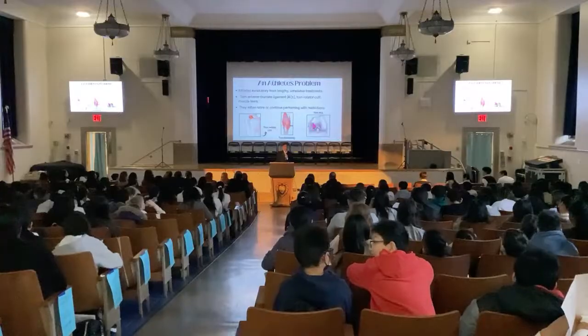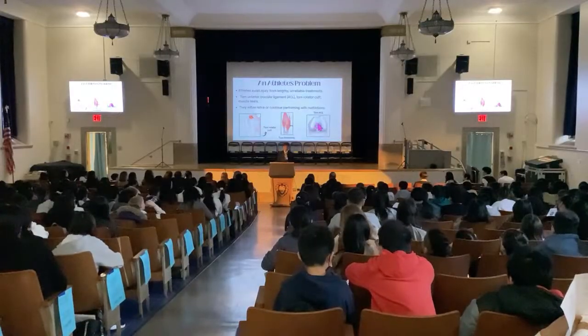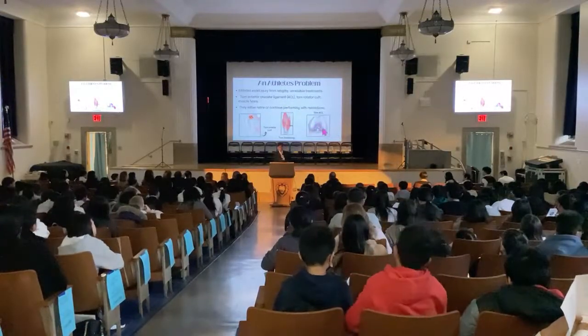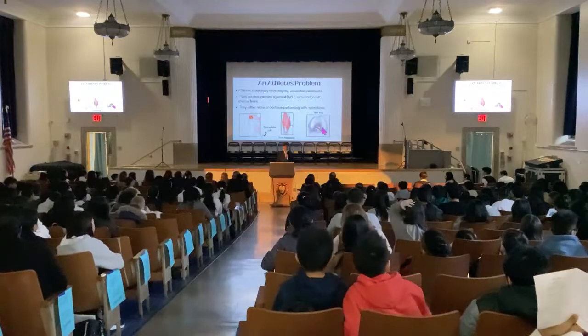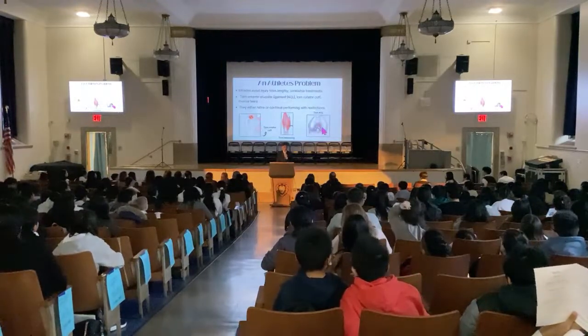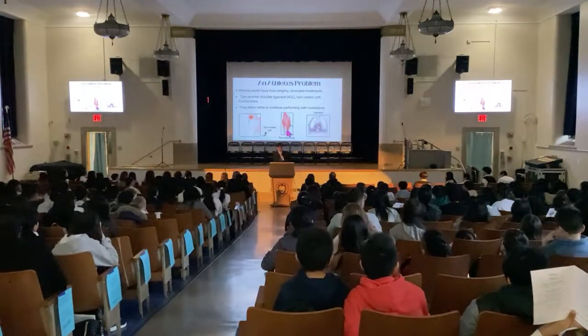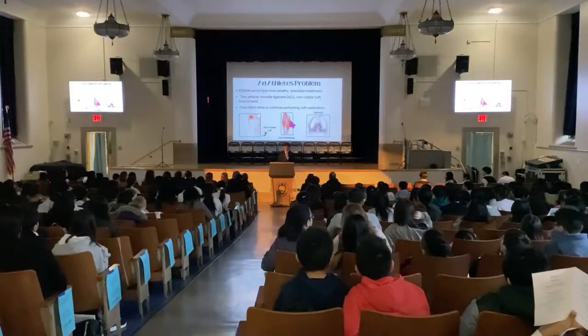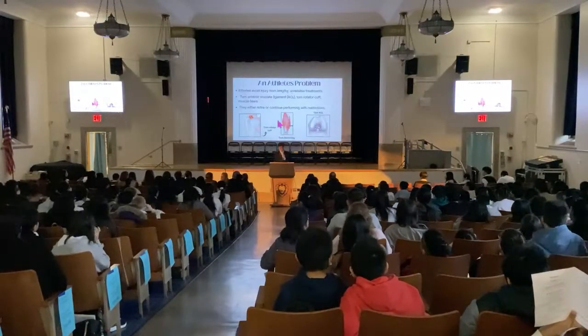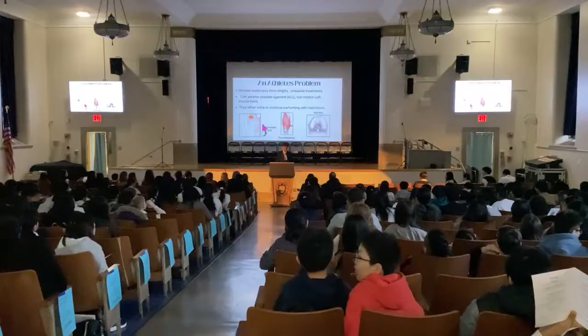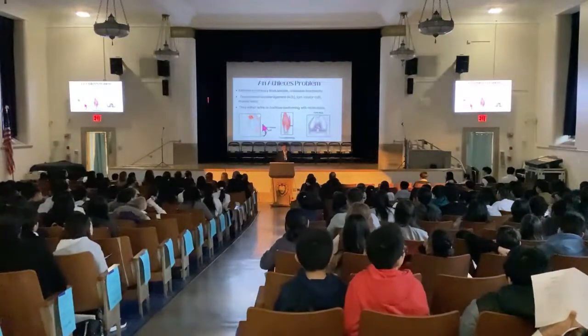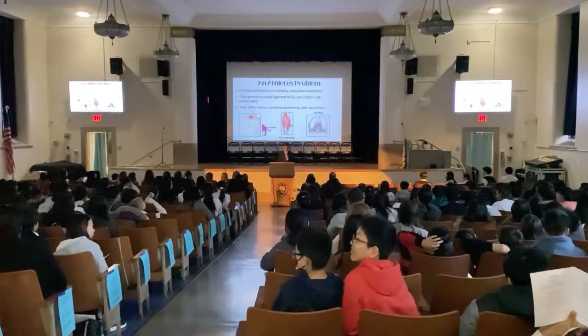So a torn ACL happens when there's a direct hit to the knee, you land awkwardly, or make a sudden jerky movement. A torn hamstring happens when your muscles stretch more than they're supposed to. Then a torn rotator cuff happens when the rotator cuff is worn down from repetitive activity.